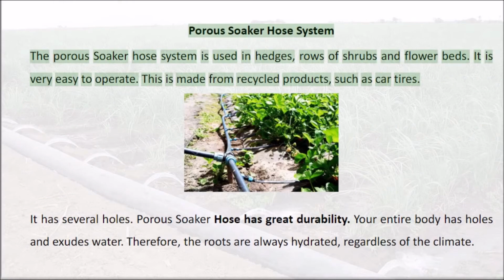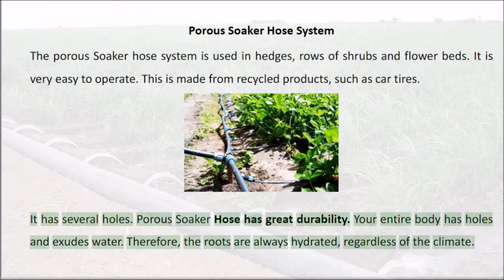Porous soaker hose system. The porous soaker hose system is used in hedges, rows of shrubs and flower beds. It is very easy to operate. It is made from recycled products, such as car tires. It has several holes. The porous soaker hose has great durability. Its entire body has holes and exudes water. Therefore, the roots are always hydrated, regardless of the climate.